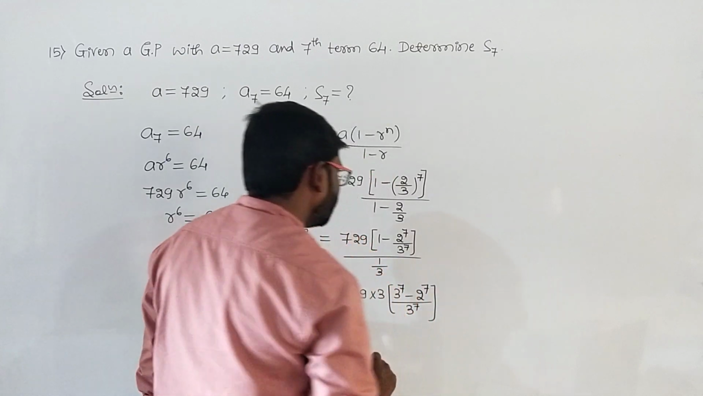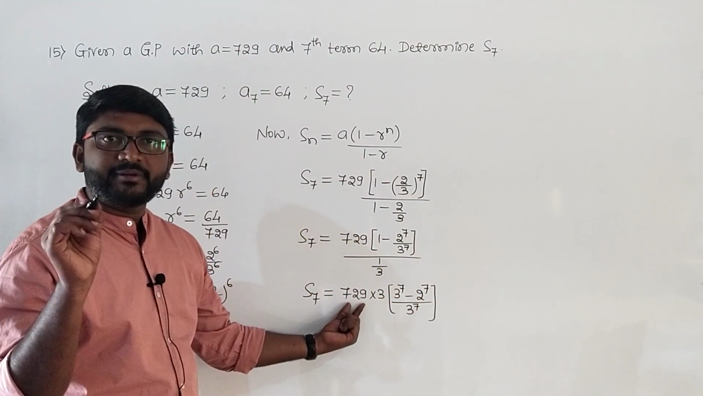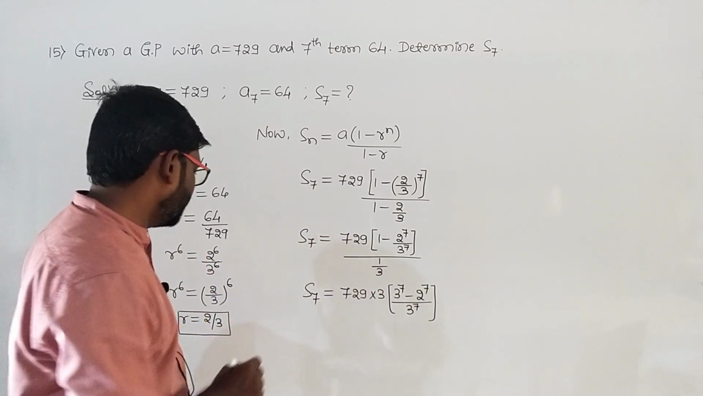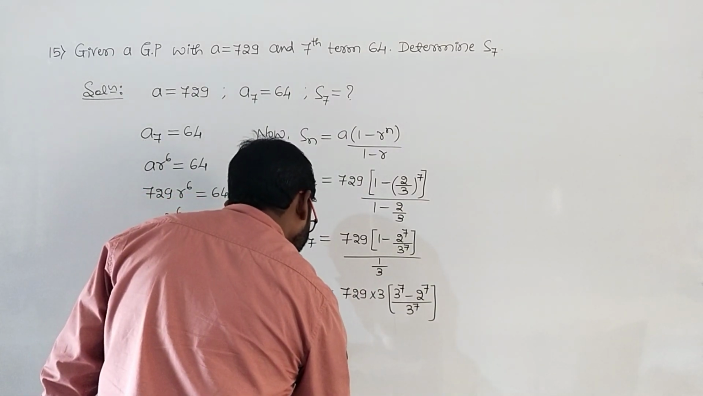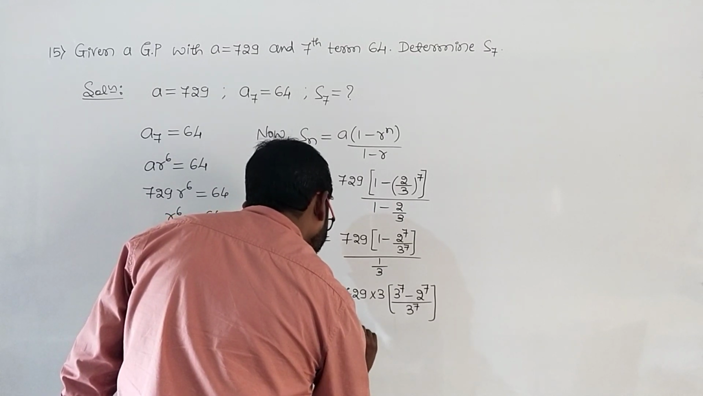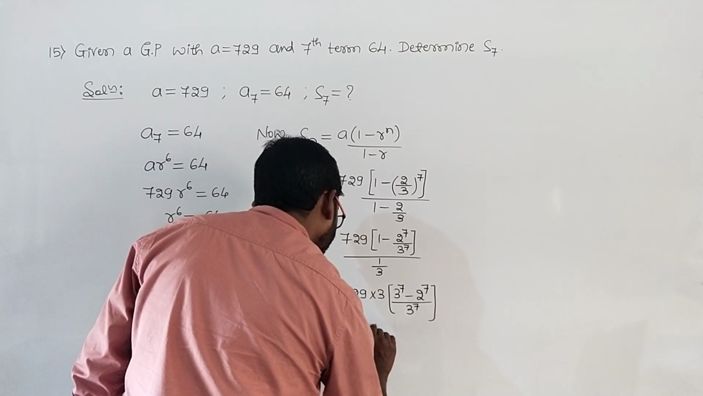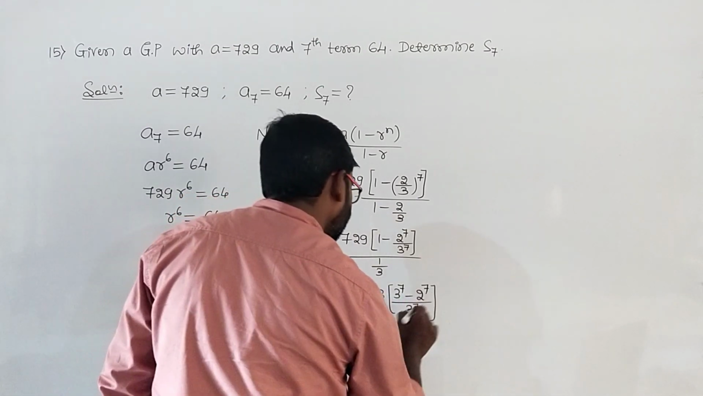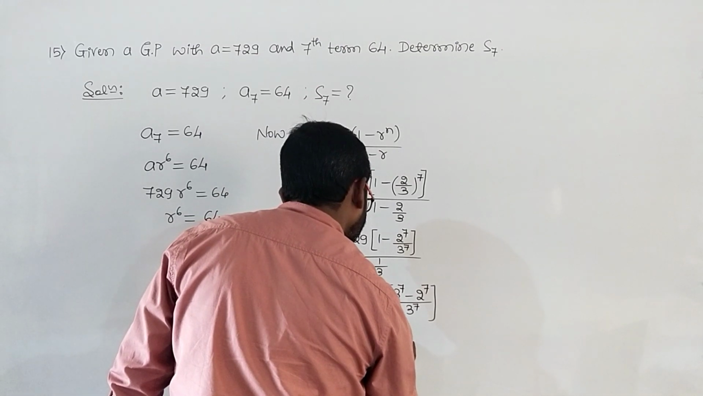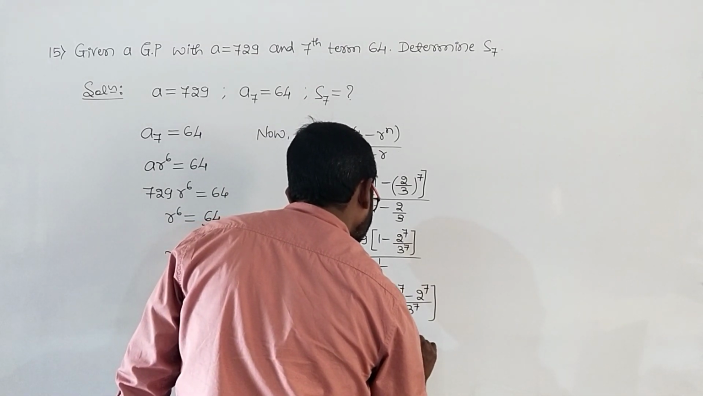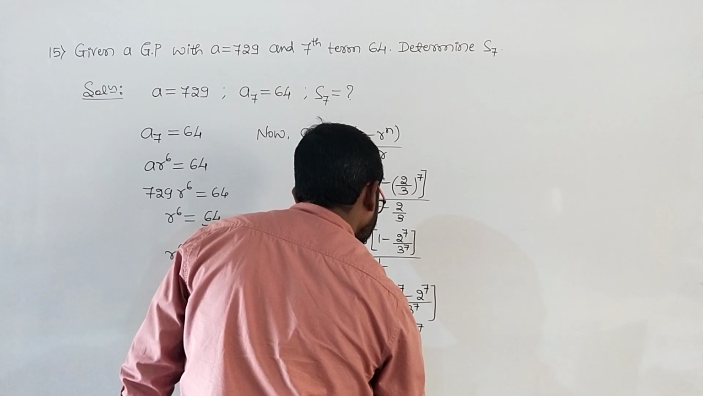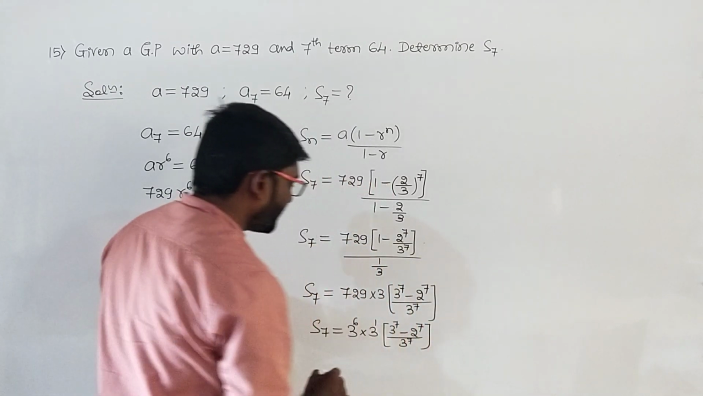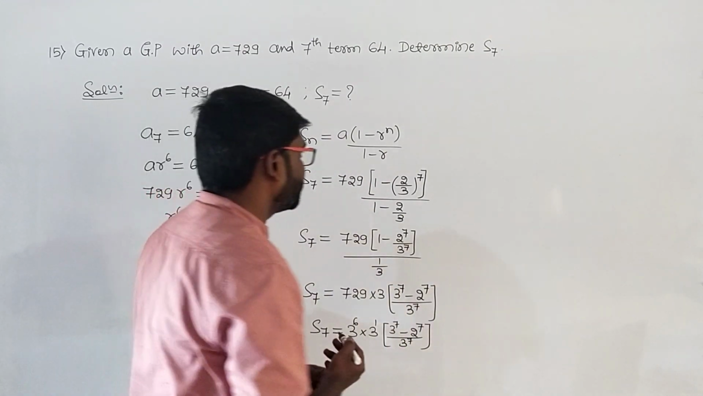So now in the next step, 729 can be written as 3 power 6. 3 raised to 6 into 3 will be 3 raised to 7. So S7 is equal to 3 power 6 into 3 power 1, this 3 is nothing but 3 raised to 1. Then write this term as it is, 3 raised to 7 minus 2 raised to 7 divided by 3 power 7. So here this becomes 3 power 7.